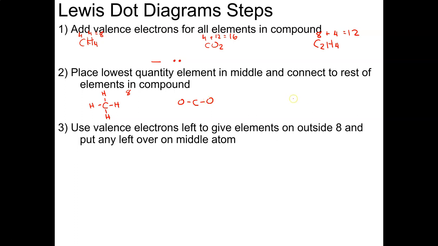For C2H4, I'm going to do it as dots just so you can see the comparison. The problem with this is that we have 2 carbons. When you have multiple carbons, each one of them is a middle, which is a weird way of saying that you don't have a single middle anymore. So we're going to do this.